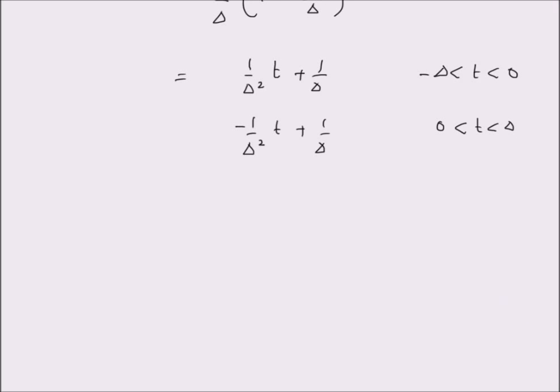So for small values of delta, the value of the signal is equal to 1 by delta for t equal to 0 and 0 for t equal to delta or minus delta. So these are the values of the signal, that is this is the peak value and this is the minimum value. Now let us look at the numerical simulation that shows this process.